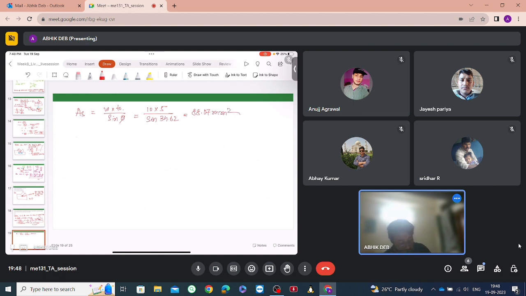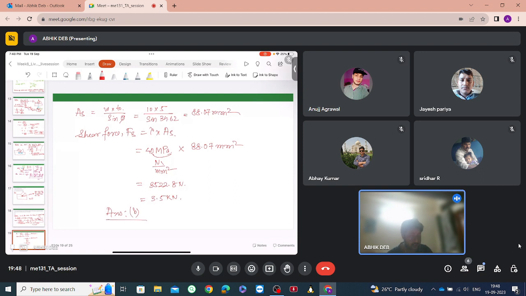And the shear force Fs will be tau multiplied by the shear area. Tau is given as 40 MPa. MPa is basically Newton per millimeter square, multiplied by 88.07 millimeter square. Millimeter square and millimeter square get cancelled. So what we get here is 3522.8 Newton or 3.5 kilonewton. So the correct option is option number B.